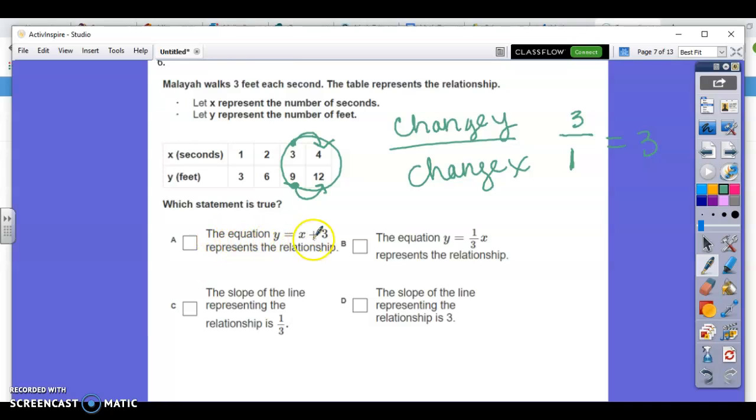So my slope is 3. And we know that this is incorrect because there's no 3 in front of the x, so it's not A. The equation is y equals 1/3. That's not the correct slope. It should be 3. The slope of the line representing the relationship is 1/3. No. The slope of the line is 3. So the answer is D.